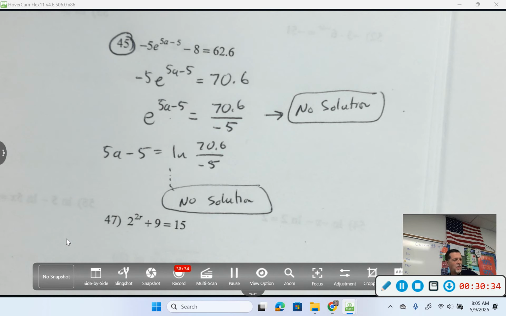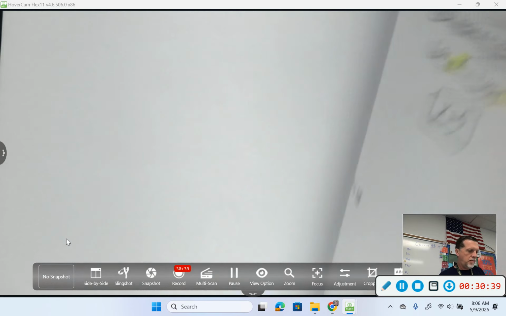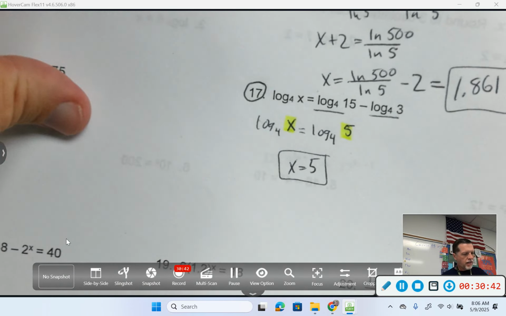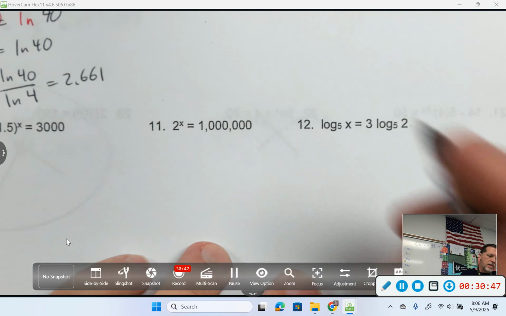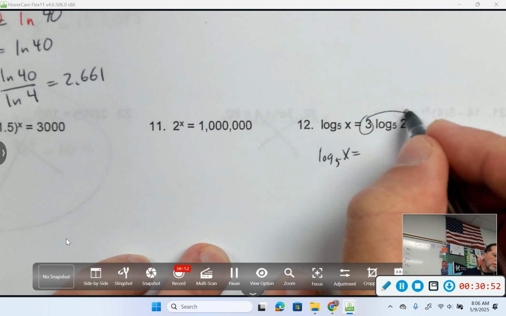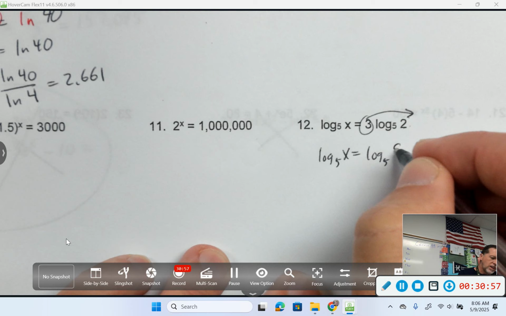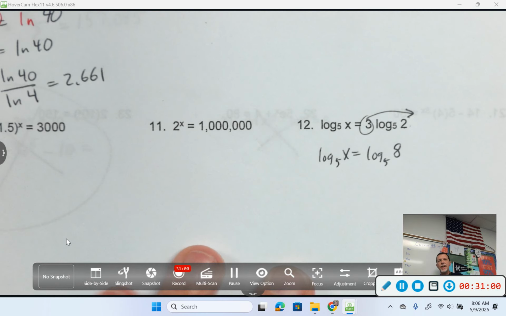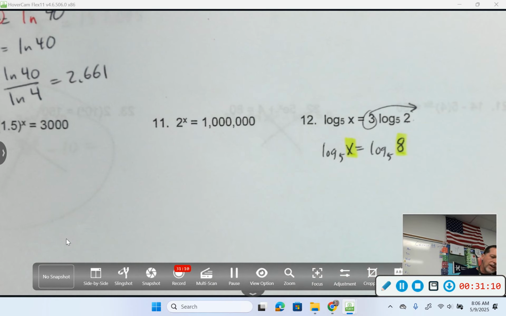on 12, can you just put the 3 back? Back to number 12. Yeah, that's a great plan. On number 12, put the 3 back as the exponent. 2 cubed is 8. And if log base 5 of x equals log base 5 of 8, again, you don't really even have to know logs to realize the only way that's going to work is if x equals 8.